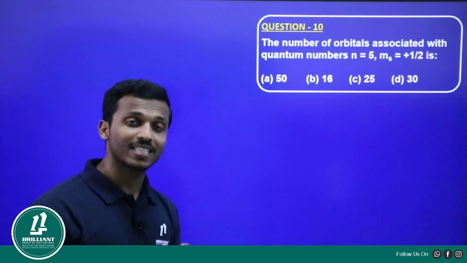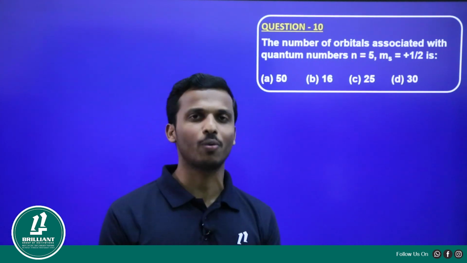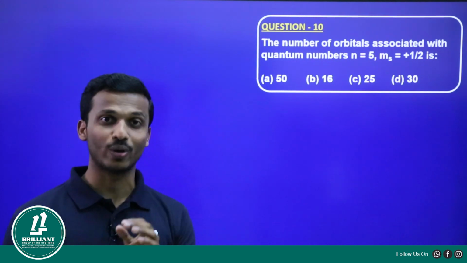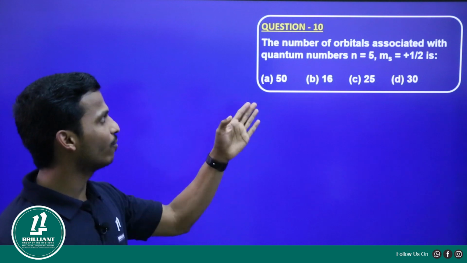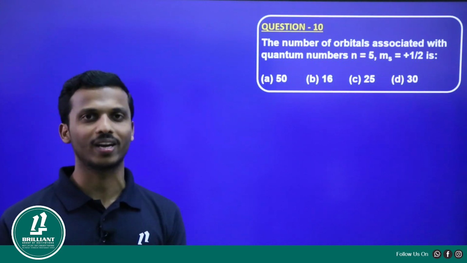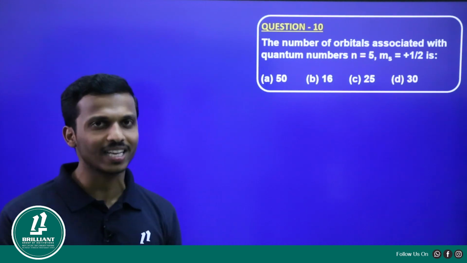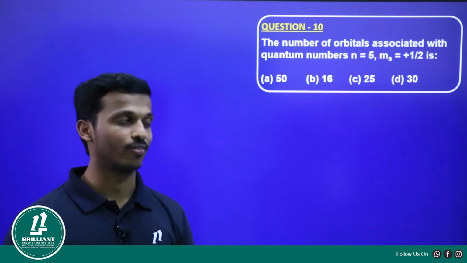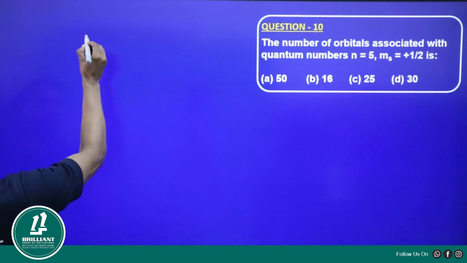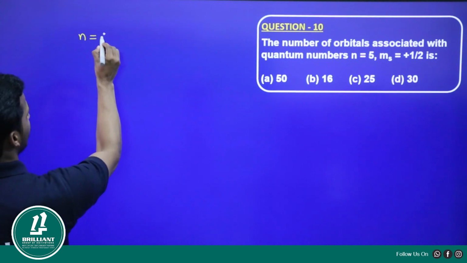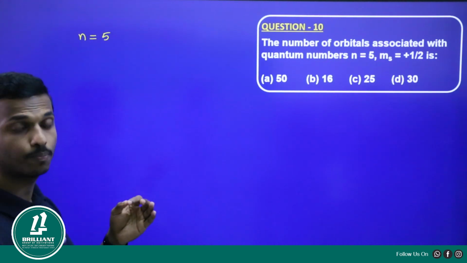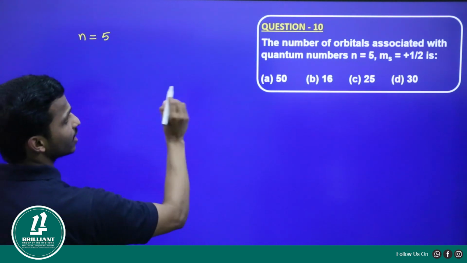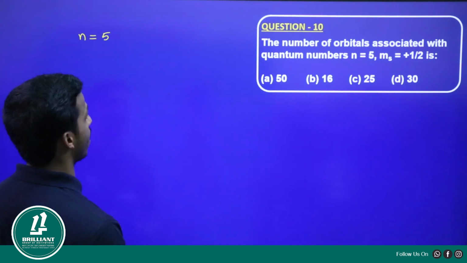Number of orbitals associated. We have a direct equation to calculate the number of orbitals, that is equal to n square. Here n value is given 5, so 5 square is equal to 25. So you got the answer, and spin quantum number is also given, plus half. Let's see it in detail. It is given that n is equal to 5. What is n? The principal quantum number is given 5. And it's given that spin quantum number is plus half.